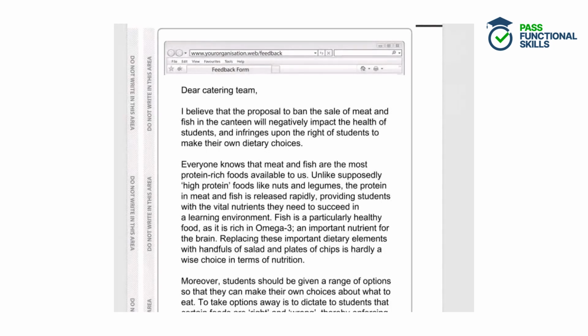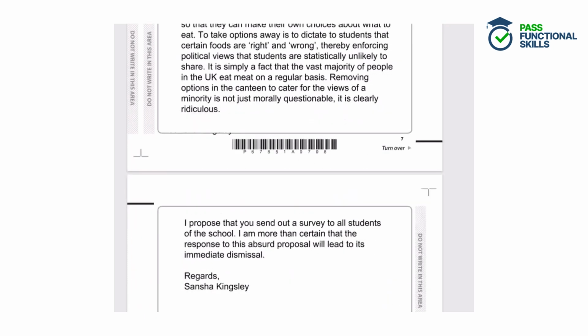Dear catering team, I believe that the proposal to ban the sale of meat and fish in the canteen will negatively impact the health of students and infringes upon the right of students to make their own dietary choices. Everyone knows that meat and fish are the most protein-rich foods available to us. Unlike supposedly high-protein foods like nuts and legumes, the protein in meat and fish is released rapidly, providing students with the vital nutrients they need to succeed in a learning environment. Fish is a particularly healthy food as it's rich in omega-3, an important nutrient for the brain. Replacing these important dietary elements with handfuls of salad and plates of chips is hardly a wise choice in terms of nutrition.